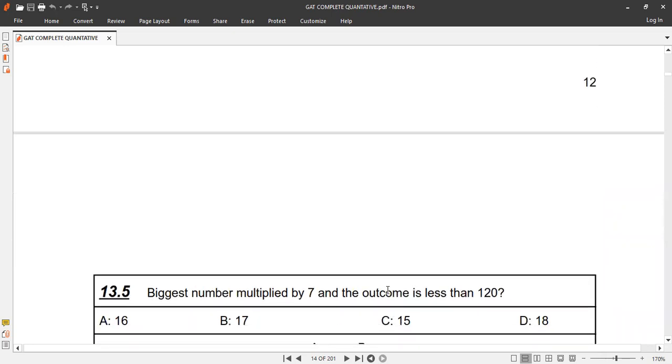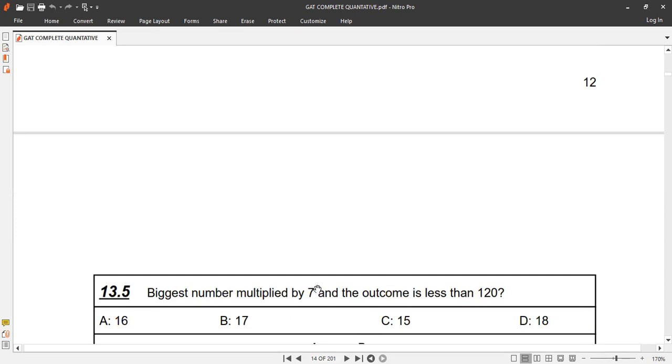Find the biggest number multiplied by 7 where the outcome is less than 120. You have to try out the options, guys. I always advise to multiply the easiest one. 7 multiply 15, for example, is 105. It's far away from 120. We want the biggest number. So I try 7 multiply 16.